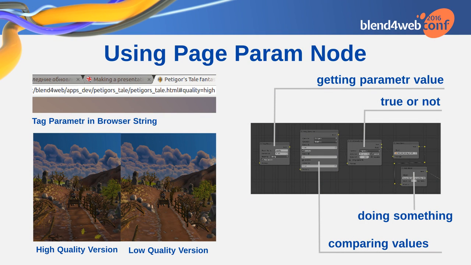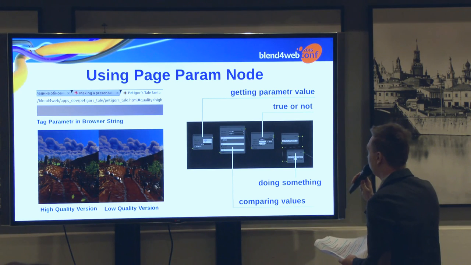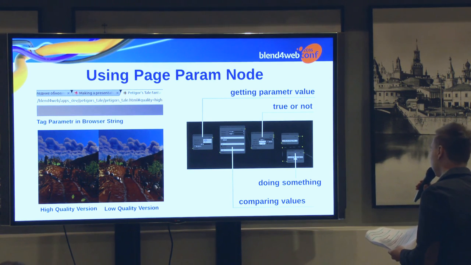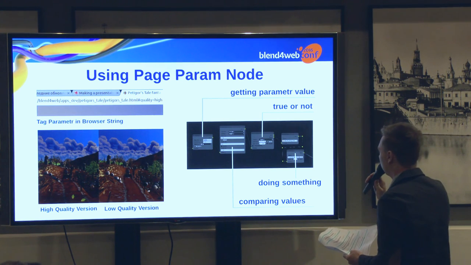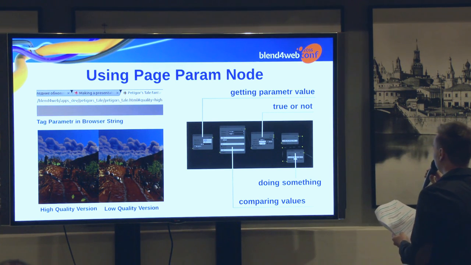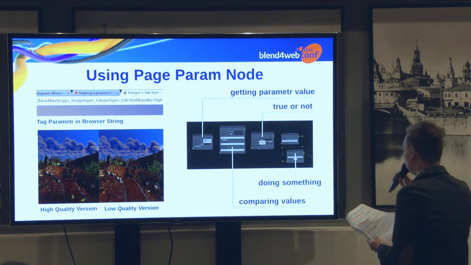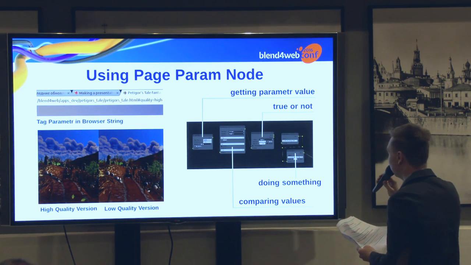And now we talk about the page param node. In the top left corner, you can see a browser string with a special parameter, quality, that's set to high. On the right, you can see an example of using this page param node. It reads the parameter quality from the string, then compares the values of this parameter and a string, checks whether it is true or not, and then does some optimization according to the quality level chosen by the user.